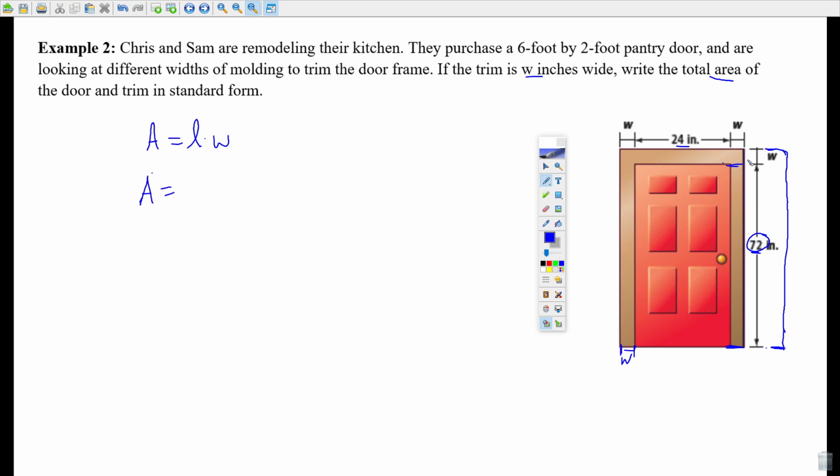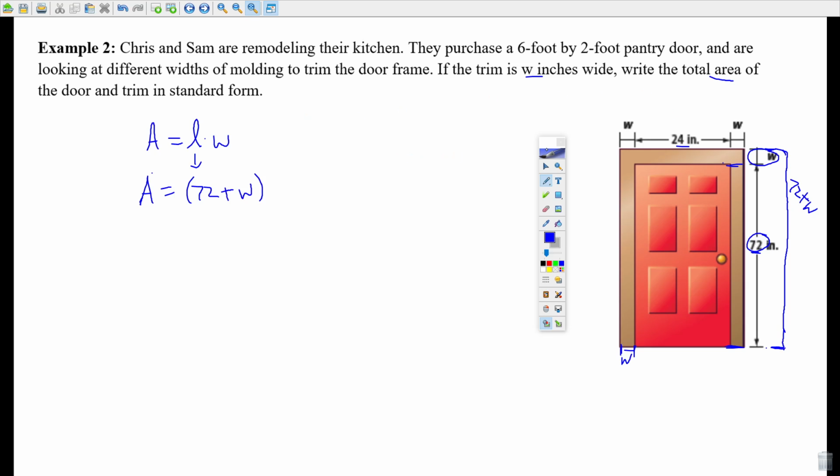But we're going to add on the little trim amount here, W. So this entire length here is not only 72 inches, but we also would have to add on this little thickness W here. So I'm going to say the entire length would be 72 plus W. That's going to be my length. And so I'm going to put this in a set of parentheses here. I'm going to change this L to 72 plus W.